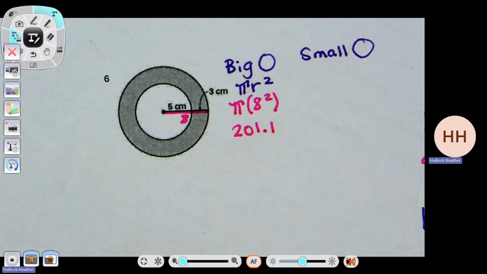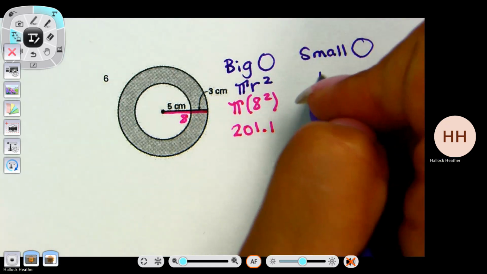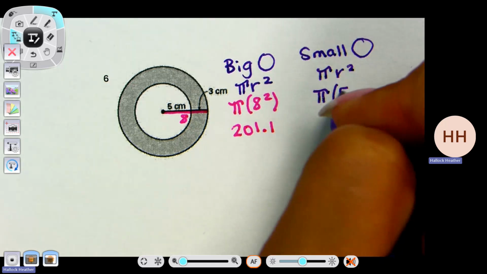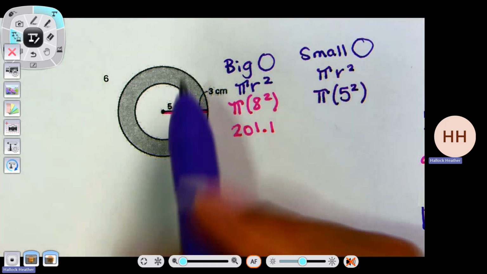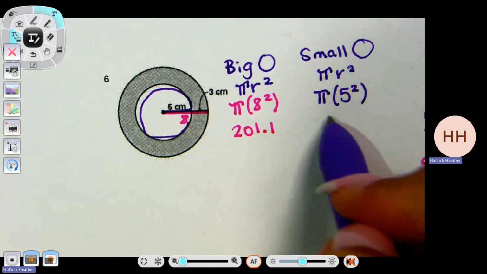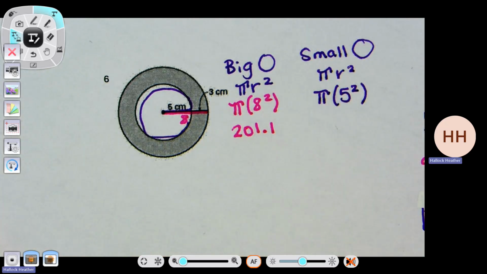Yeah. For my small circle, same thing, but my radius is not 8. What's going to be my radius for my small circle? 5. So I'm going to do 5 squared, because it's just this piece, the inside is the small one. So 25 times pi is how much?